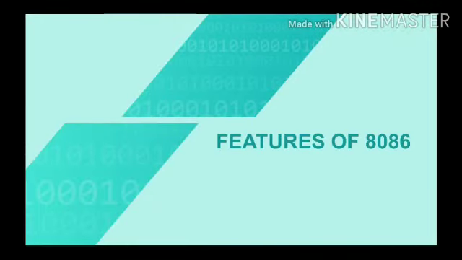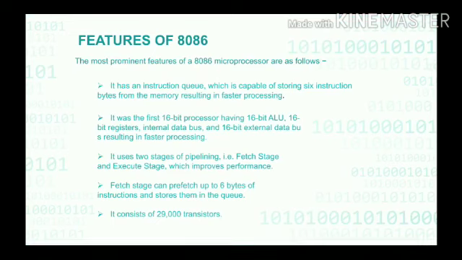Then the features of microprocessor. The most prominent features of a 8086 microprocessor are as follows. It has an instruction queue which is capable of storing 6 instruction bytes from the memory, resulting in faster processing. It was the first 16-bit processor having 16-bit ALU, which is known as arithmetic logic unit, 16-bit registers, internal data bus and 16-bit external data bus, resulting in faster processing.